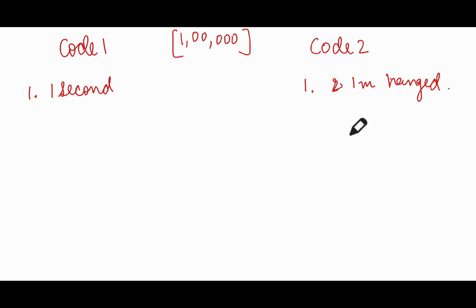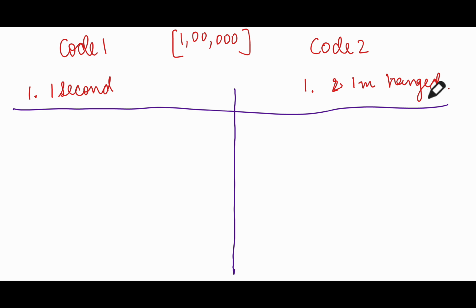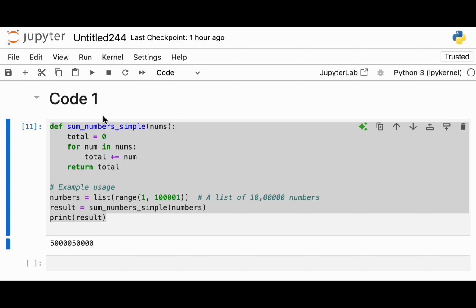Even though they are running on the same compute, we can definitely say that code 1 is better than code 2. But what is going wrong here? That is the number of operations that each code is doing. We will discuss that right now in this particular video. So let's see what is happening here.